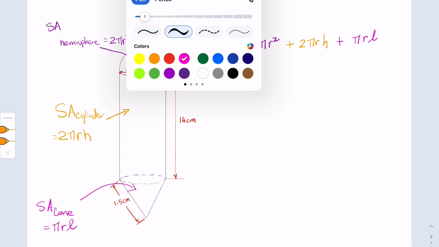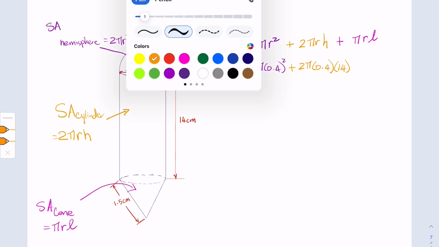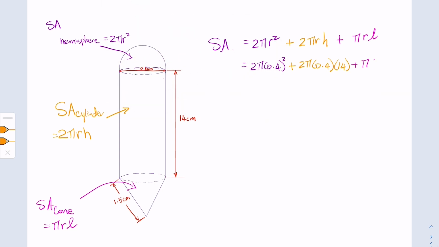All right, so now we can go ahead and plug into these formulas. 2 pi, we know from before that our radius is 0.4. All right, plus 2 pi, or radius, still 0.4, and our height of our cylinder is 14. And then for our cone, pi, or radius, is 0.4. And remember that L is our slant length, and that's the length that was given to us, and that's 1.5. So we can go ahead, put that in.